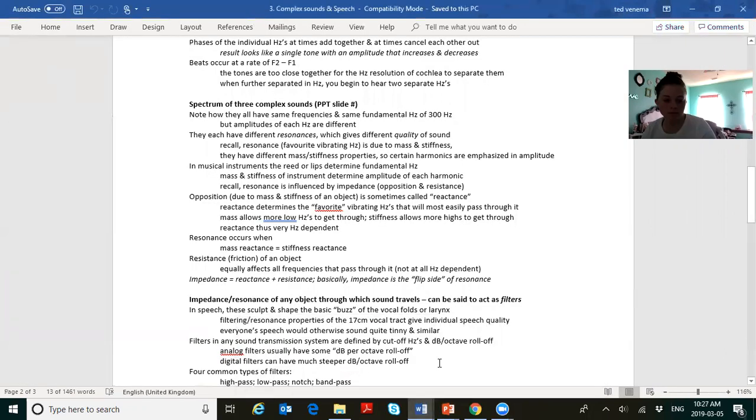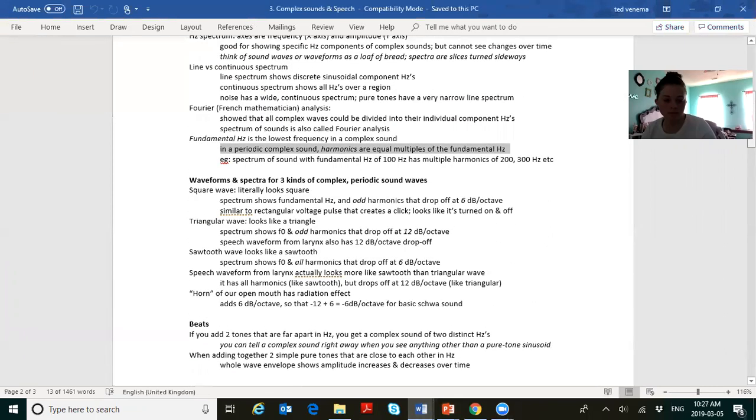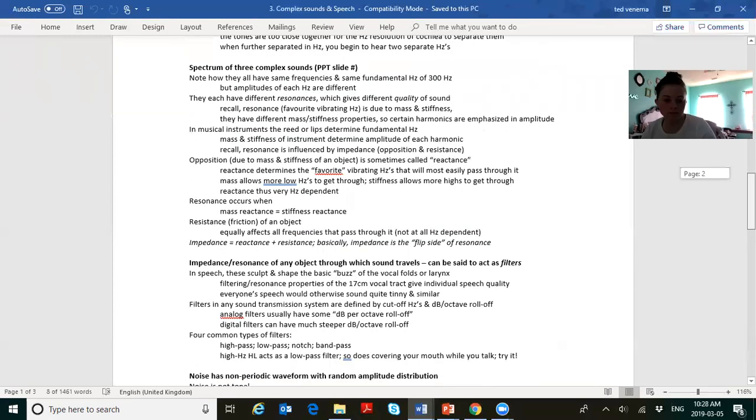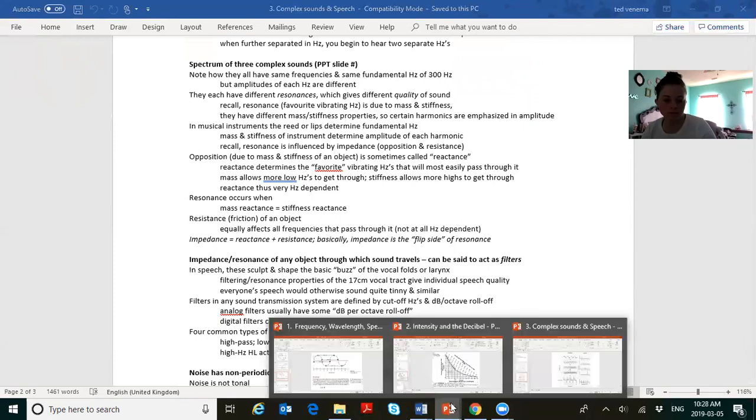Okay, not that one. I don't want this one here. Fourier analysis. That's when the sound wave comes into the machine, and the machine or the analysis thing breaks it down into the individual frequency components, and it will show you a spectrum. Very good. Enough on that. All right. And this spectrum here of three complex sounds together.